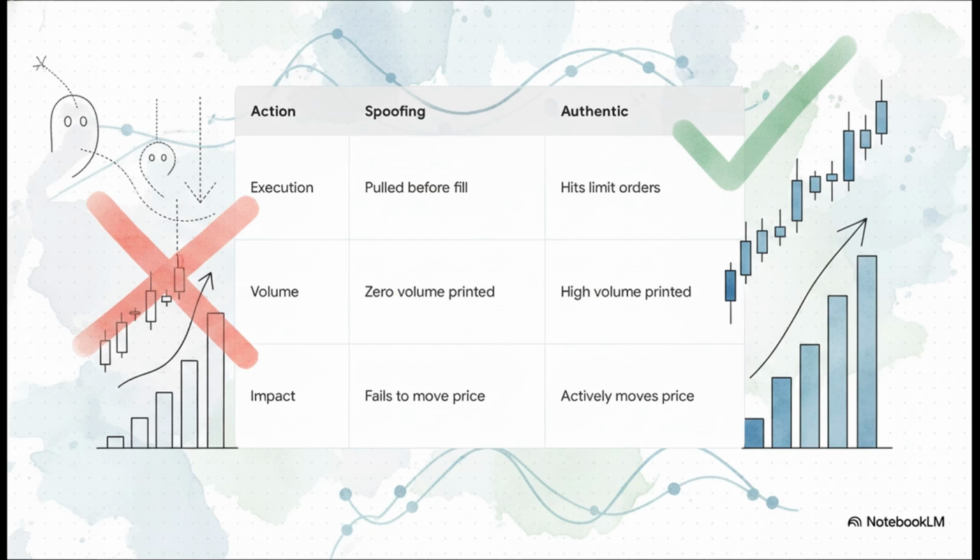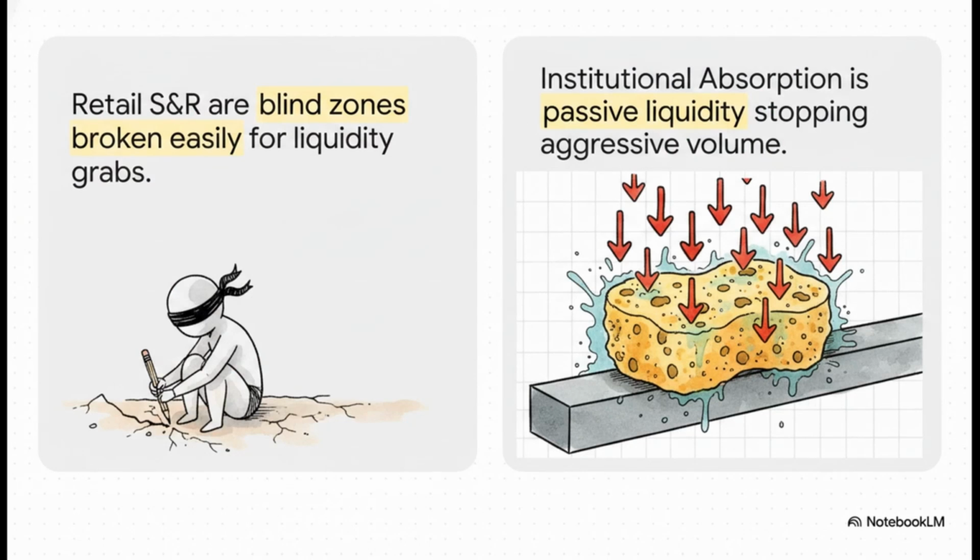Fake limit orders are pulled before execution, and they print absolutely zero volume on the volume profile. Authentic institutional participation, however, prints undeniable aggressive volume. You simply cannot fake a completed transaction. And that brings us to the concept of absorption.